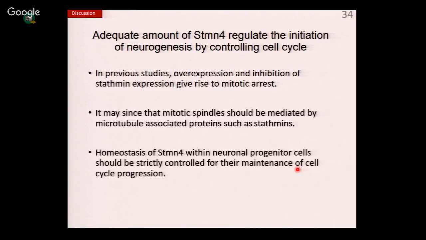Moreover, the author observed that the STEM4 expression level in neuron progenitor cells should be properly controlled within a narrow window, that less or higher expression of STEM4 both result in premature differentiation in dorsal midbrain. As a result, it suggests that the homeostasis of STEM4 within neural progenitor cells should be strictly controlled for the maintenance of cell cycle progression.